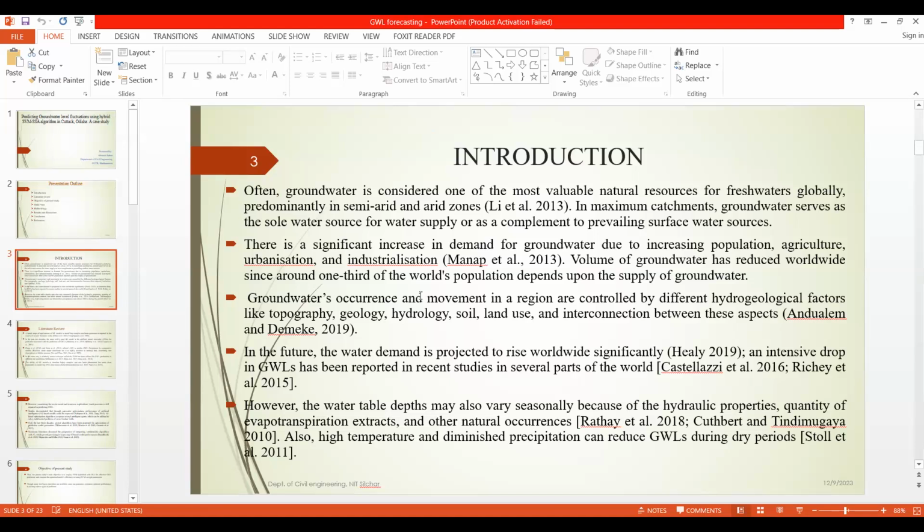Also, it is seen that the water table depth may vary seasonally because of the hydraulic properties, the quantity of evapotranspiration extracts, and other natural occurrences, because groundwater depends on a lot of hydrological parameters, so it varies in different places.